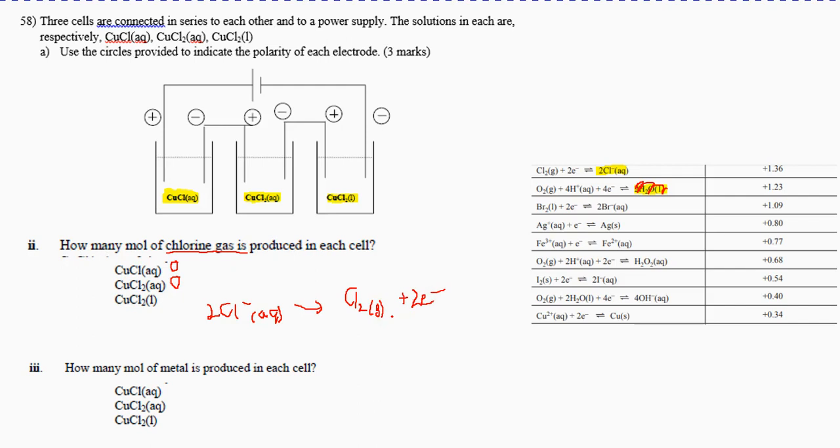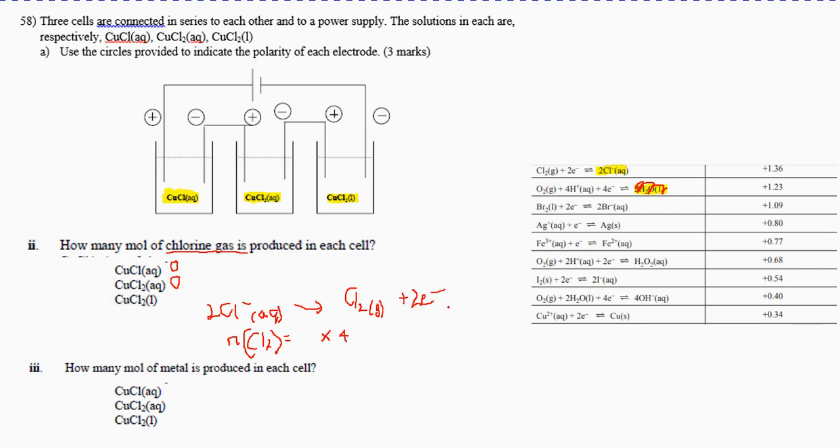Okay, so I've gone so far. So I know that this last cell is going to be producing chlorine gas. Now I've got to work out how many moles of it it's going to be doing. So if we remember that in the previous part, we worked out that 4 electrons pass through each cell. Okay, so I want to work out the number of moles of chlorine gas. Okay, so I know that my number of electrons from the previous slide was 4, because that's how many electrons pass through each cell.